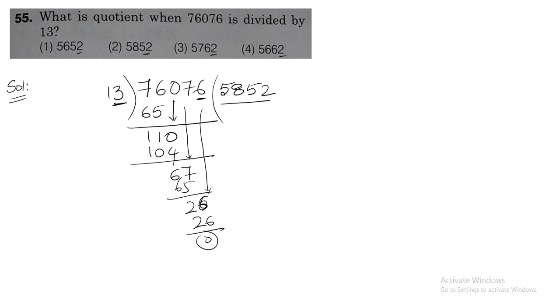Hence this particular thing is nothing but what I call the quotient. So this is my quotient. Hence the answer is option 2. By looking at the first two values only, we can decide the answer, right?